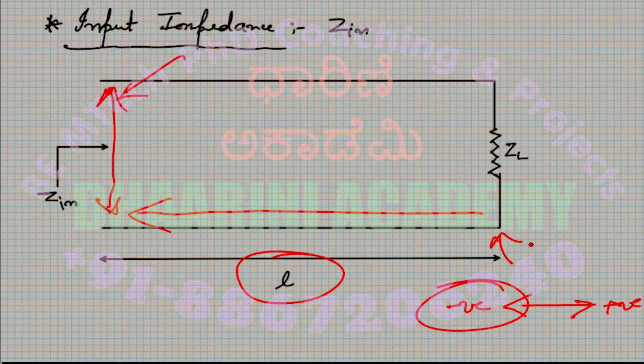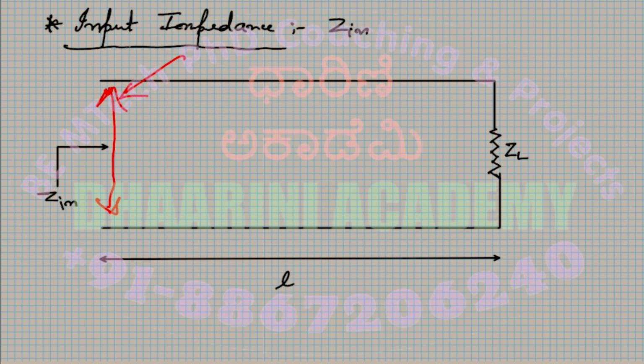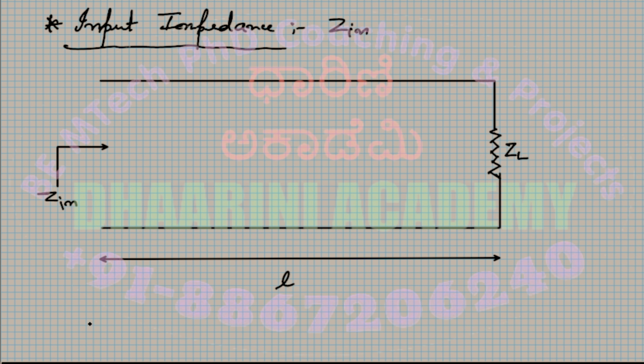Correct? So now I am moving in which direction? I'm moving from the load towards the source. That is a negative direction, correct? I have to move a distance of minus L from the load. Are you fine with that? Right. So now I'm going to use an equation to calculate the Zin that uses this particular notation.